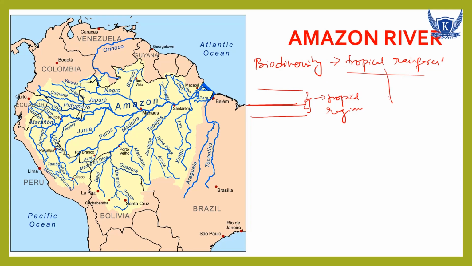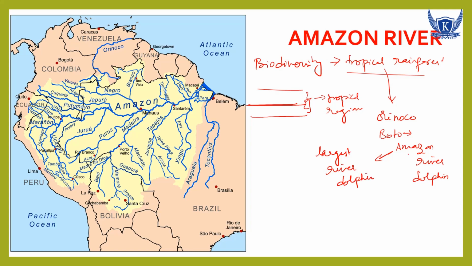Now which kind of animals do we generally find in that region? Some important names: Orinoco, Boto. Now again, what is this Boto? This is the Amazon river dolphin. Boto is the name of the Amazon river dolphin, and it is the largest among the river dolphins.